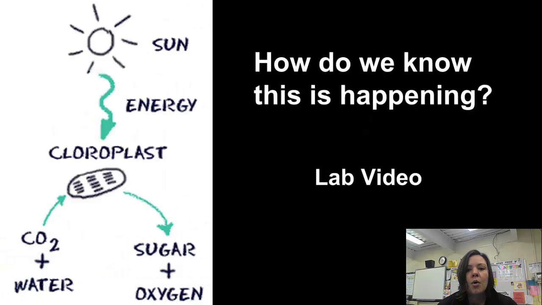So we're going to be doing a lab to help us understand this process, where energy goes into the chloroplast with carbon dioxide and water, and then makes sugar and oxygen as a result. Please make sure you watch the lab video so that you're ready for class.